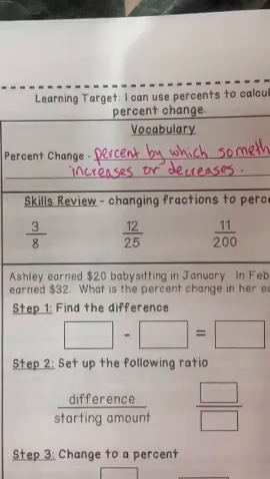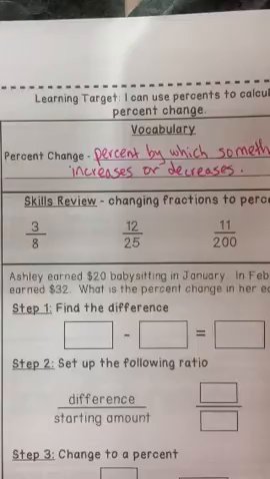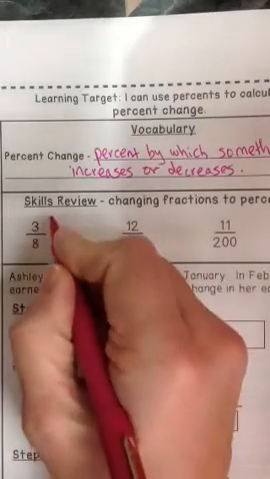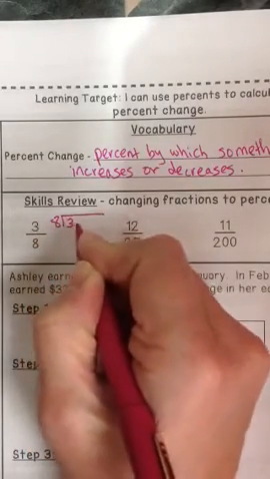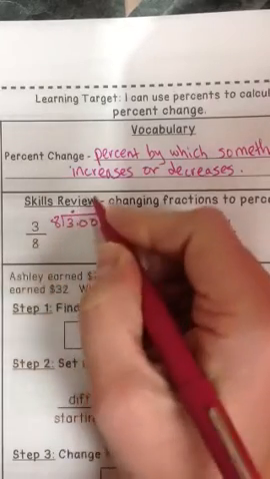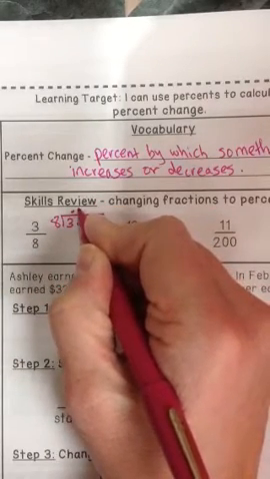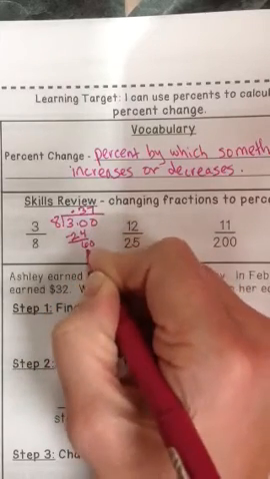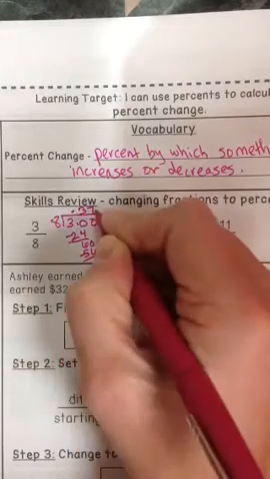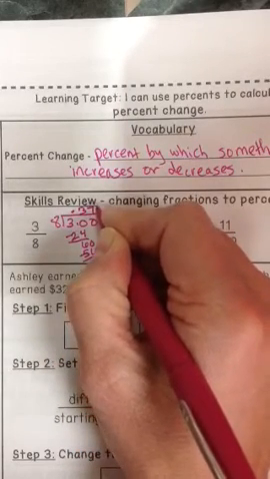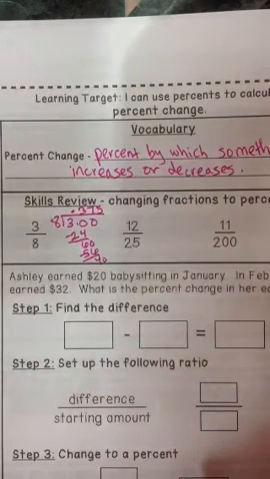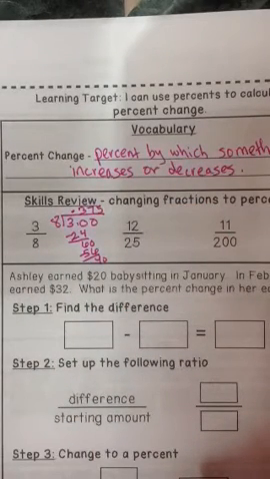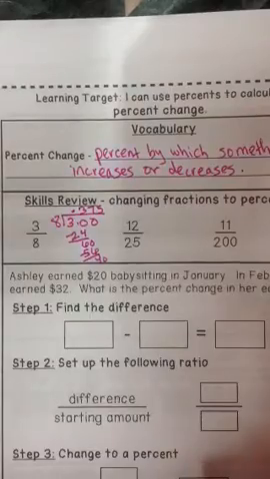So for 3/8, if you don't already have that one memorized, which you should, it's good to memorize all of the eighths, you could divide 8 into 3. And you get 0.375. To change that to a percent, you would multiply by 100 or move the decimal 2 places to the right. So 3/8 equals 37.5%.